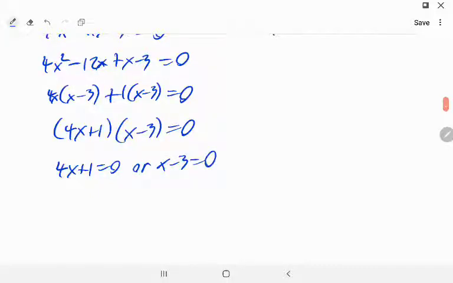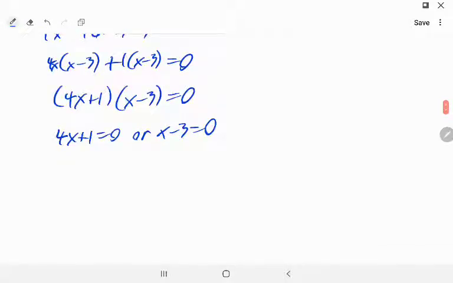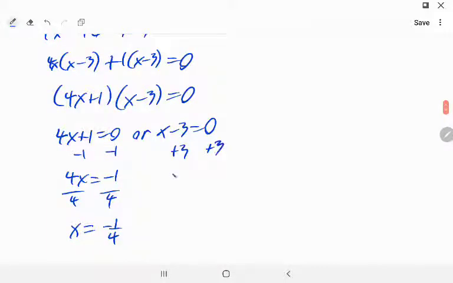The question of how much algebra you have to put into this depends on practice and personal preference. We can just look at this and say x is negative 1/4 or positive 3, but we can also work it out. Subtract 1 from both sides, 4x equals negative 1, divide by 4, and we get x equals negative 1/4. Add 3 to both sides, x equals 3. If a value of x that makes the equation true is obvious, go ahead and use it. Sometimes they'll be really obvious, other times they won't be. It's just the way it goes.